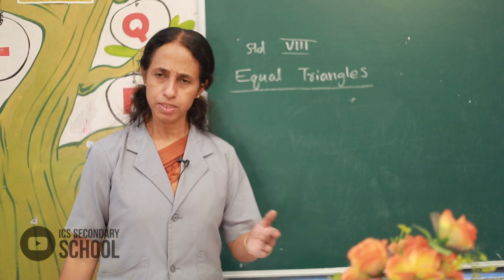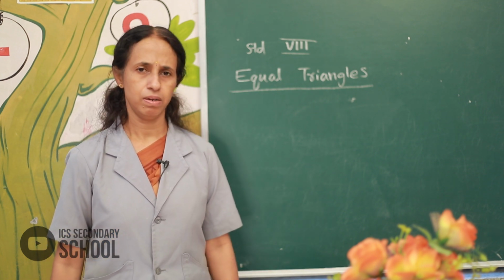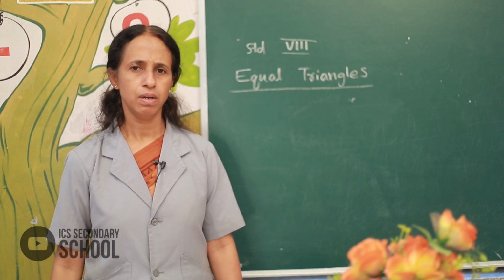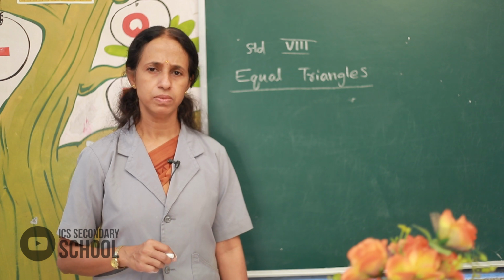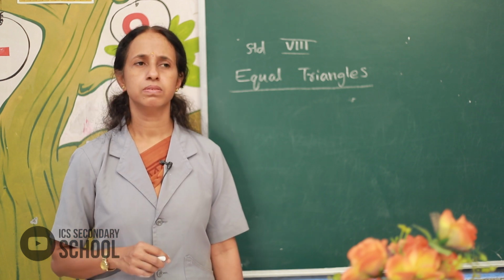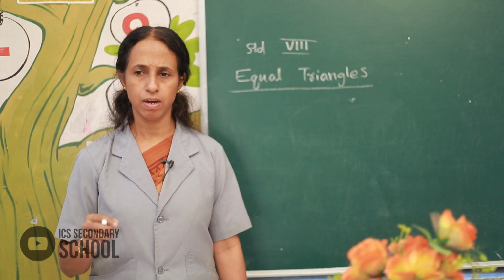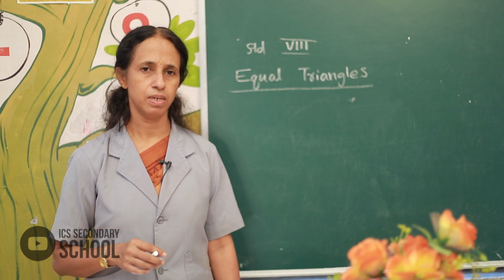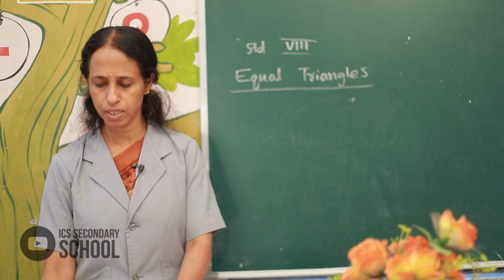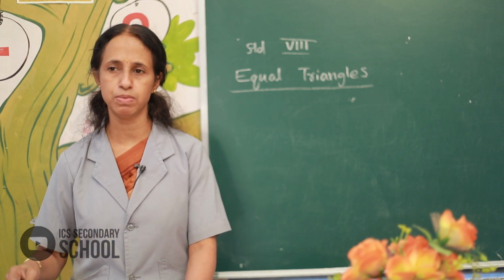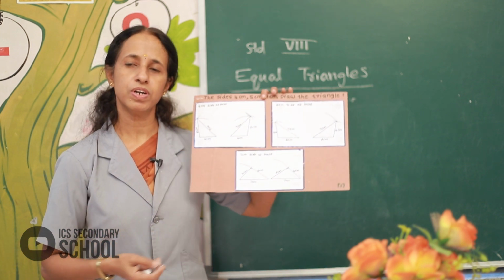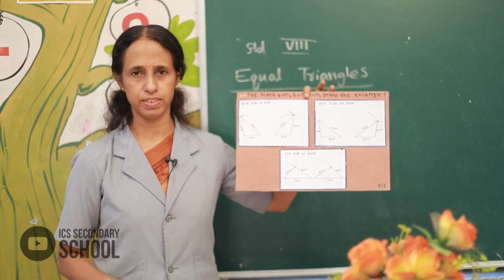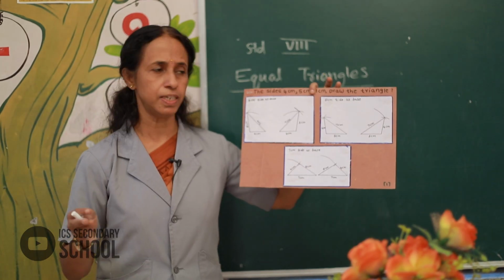Next, we will draw a triangle. You are familiar with drawing triangles. How to draw a triangle? Right question. The sides of a triangle are 4 cm, 5 cm and 7 cm. Draw the triangle. We can draw this triangle in 6 different ways.